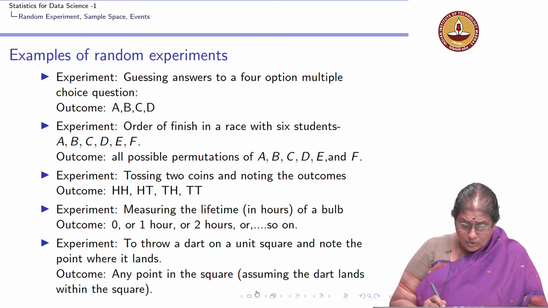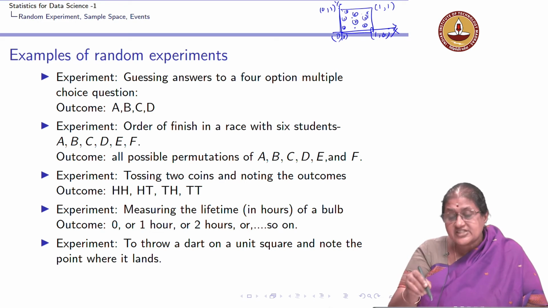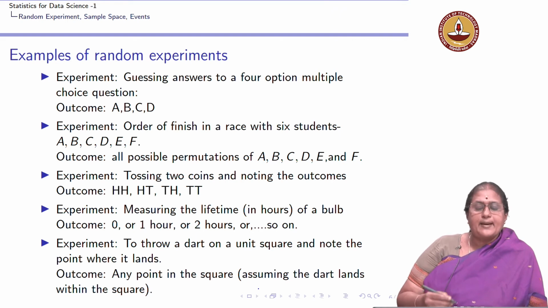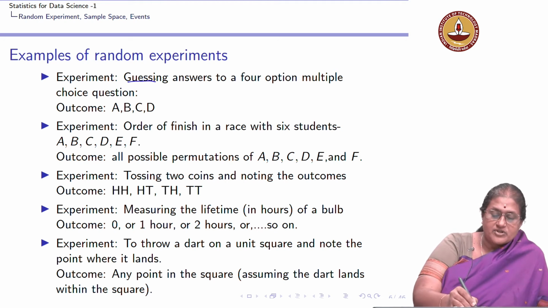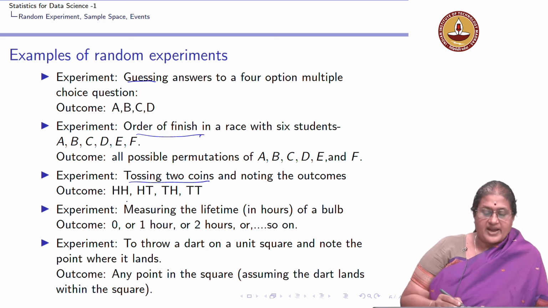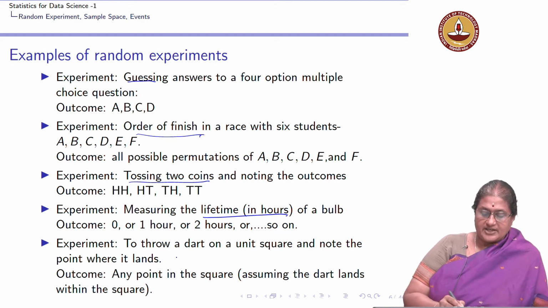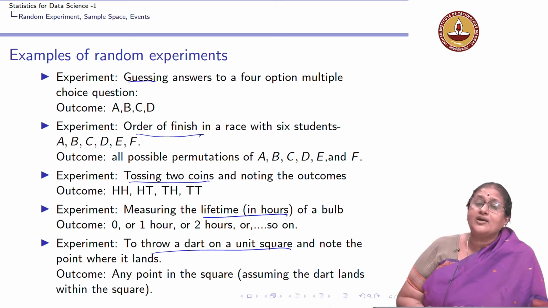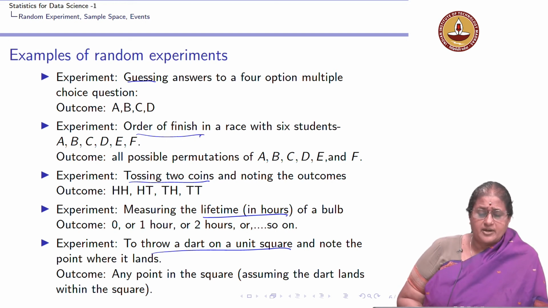Why is it random? I know it would be any point in the square, but I really do not know which of these points in the square would be the actual outcome. So, these are examples of random experiments. You can see that they are random because I am guessing. Order of finish is not known. When I am tossing a coin, it could be either head or tail. Measuring lifetime, it could be anything. There is an element of uncertainty. Similarly, when I am throwing a dart in a unit square, it could be any point in the unit square. So, these are some examples of random experiments.